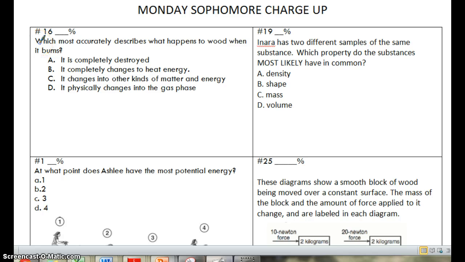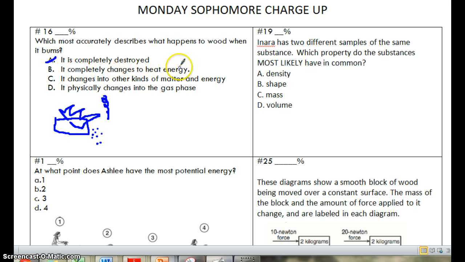The first question is asking you what happens when wood burns. So when wood burns, we know we have an old substance, which is the wood, turning into a new substance, which is going to be gas and also ashes. As it burns, it doesn't go anywhere. The old matter just turns into new matter. So A is not a good answer.